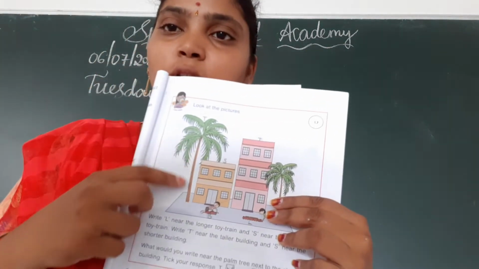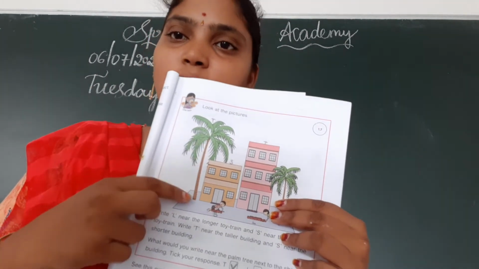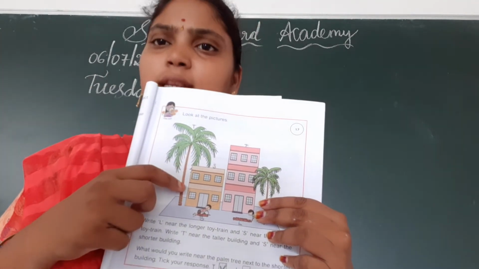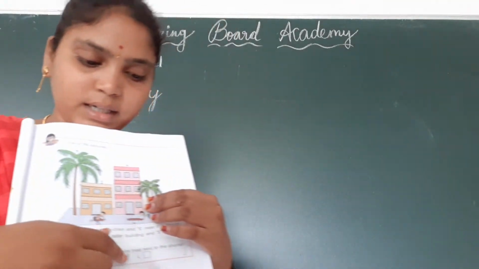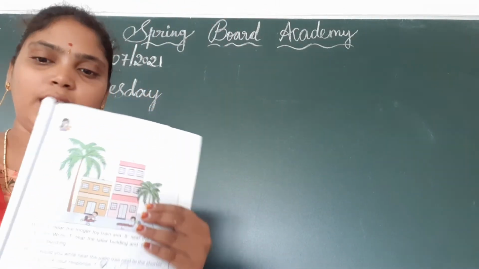So what would we have to write here, children? This is a taller tree. Am I correct? Yes, we have to tick T here. We have to tick T here.